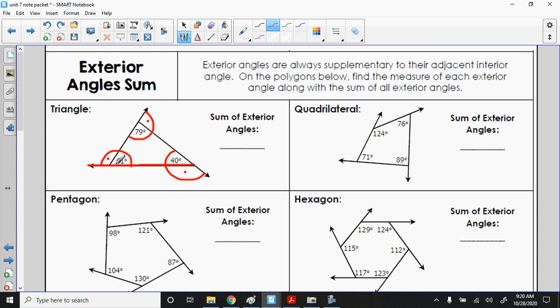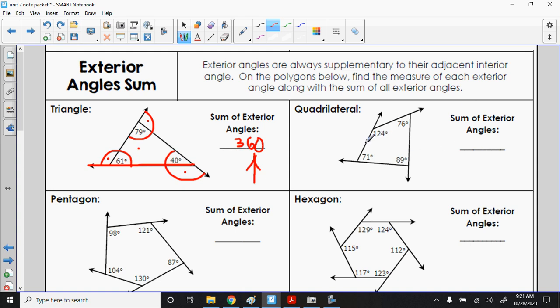On a triangle, how would you find the sum of these? I would say 180 minus 40, 180 minus 79 here to get this angle, 180 minus 61 to get this angle. And the sum of these, if you do the math, you'll get 360. So a triangle has an interior sum of 180 and an exterior sum of 360. And every triangle has an exterior sum of 360.